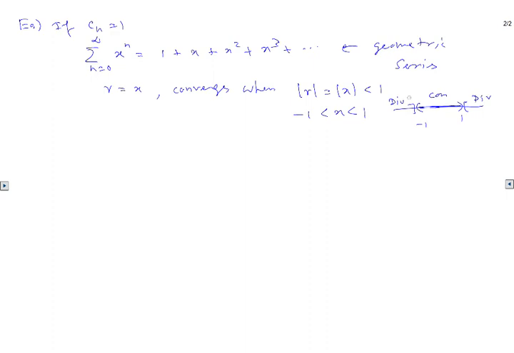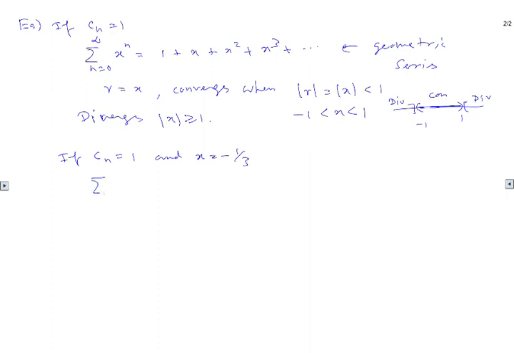Good. So it converges here, and diverges when x is greater than or equal to 1. Good. So let's look at more examples. How about if Cn equals 1 and x equals -1/3?